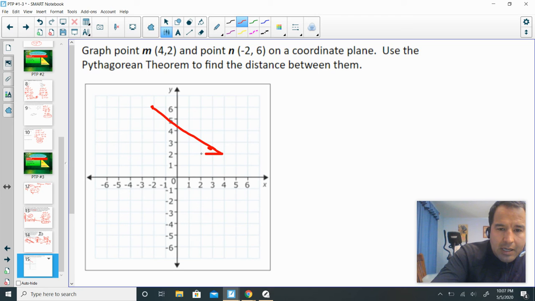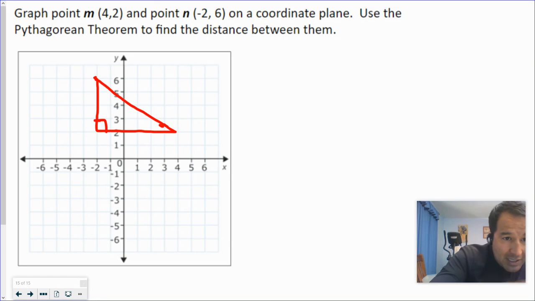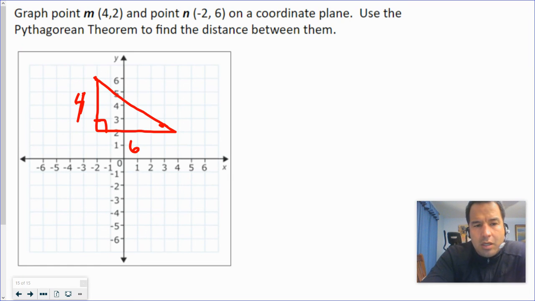I'm going to make a triangle out of this problem right there. And as you notice, what type of triangle is it? It is a right triangle. Okay. And so do I know my side lengths? Yeah. Hey, this one is 4. This one is 1, 2, 3, 4, 5, 6. This is 6. And this is 4. Oh, so now I just need to find x.